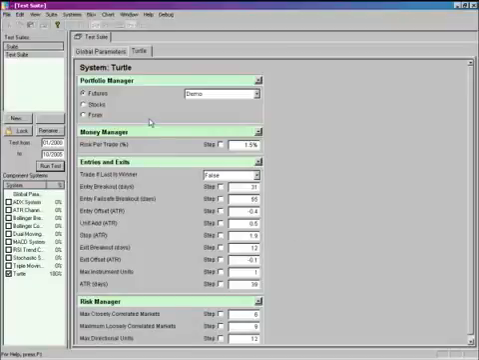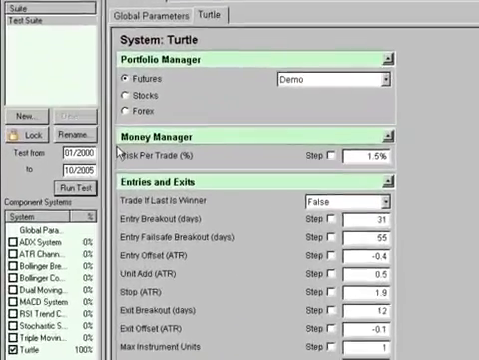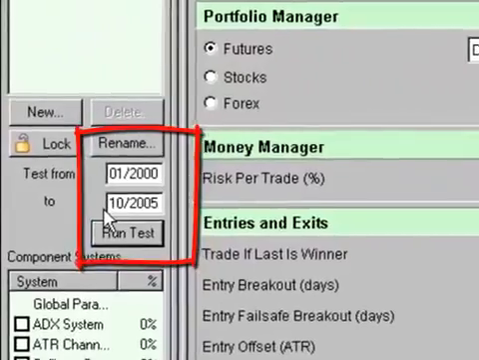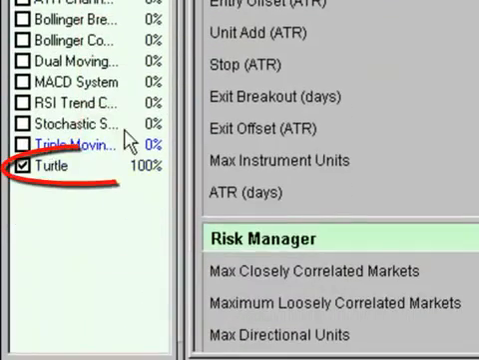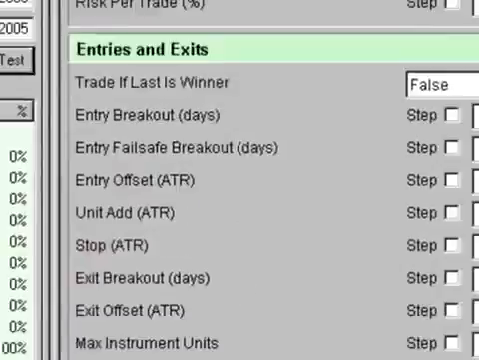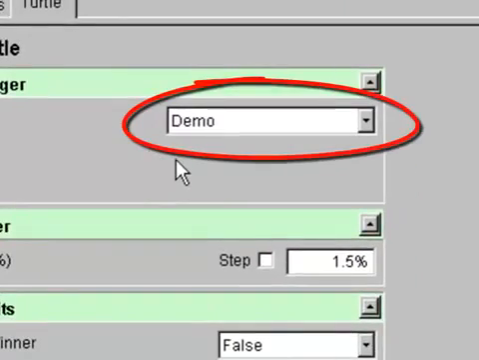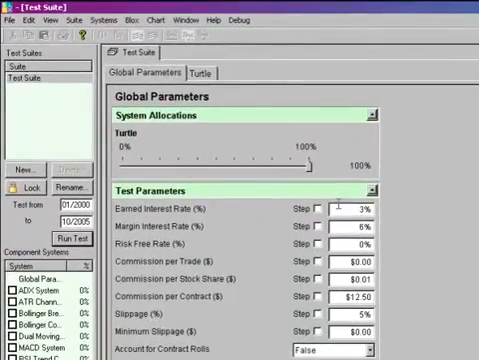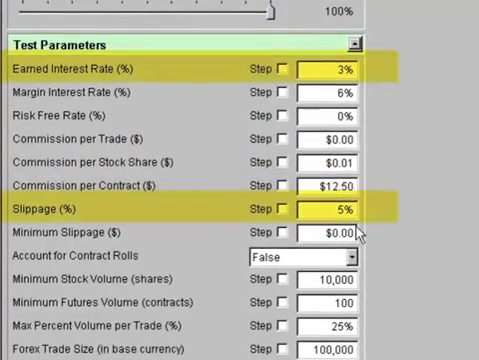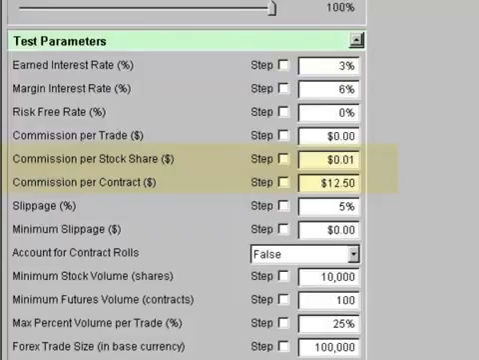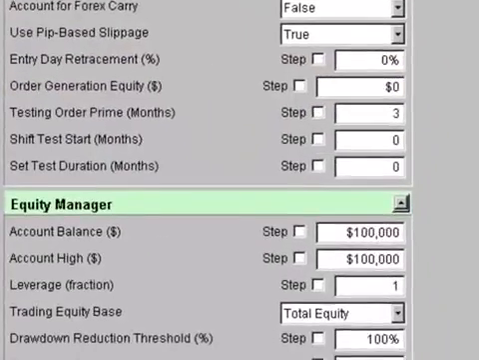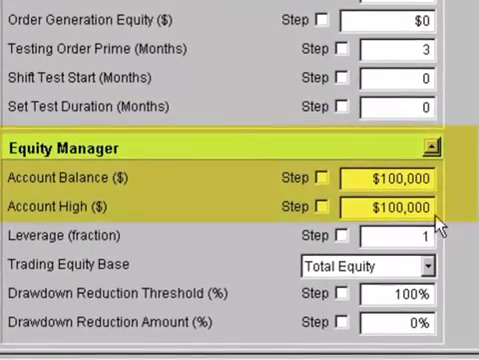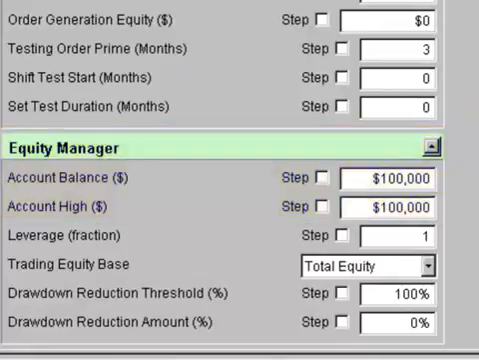We're going to take a look at the Trading Blox professional product, and we're running the Turtle system. You can see that we're running about 5 years worth of data, running our demonstration portfolio. It's about 15 instruments that we're using, and we've set up our global parameters with our interest rates, slippage, commission, and we've also included a starting equity of about $100,000 for this particular test. You can of course adjust this for any amount that suits your needs.